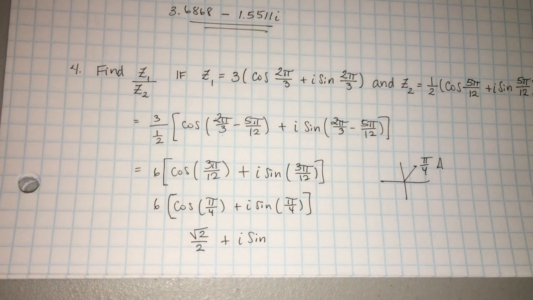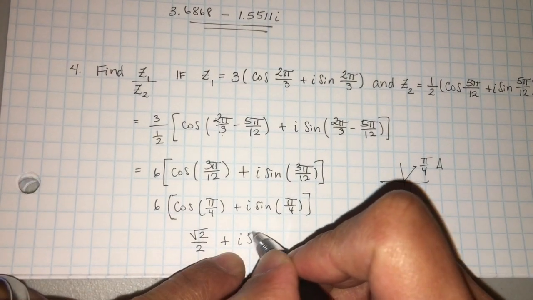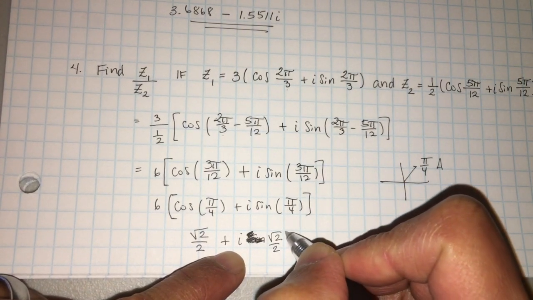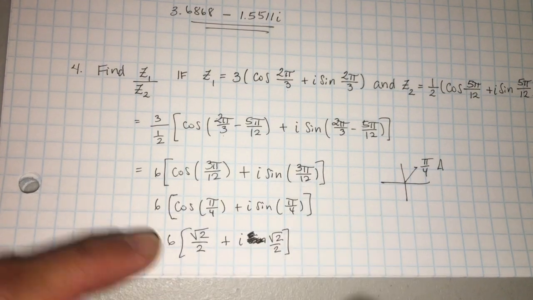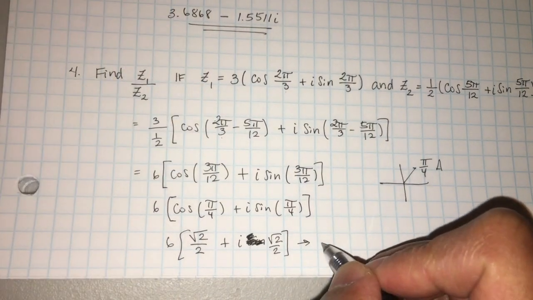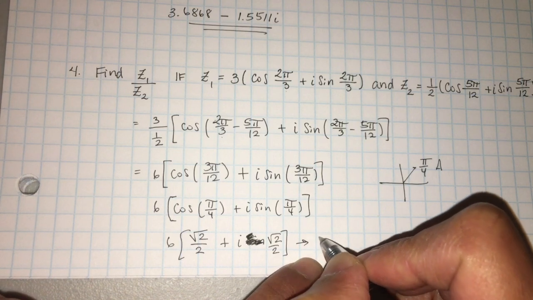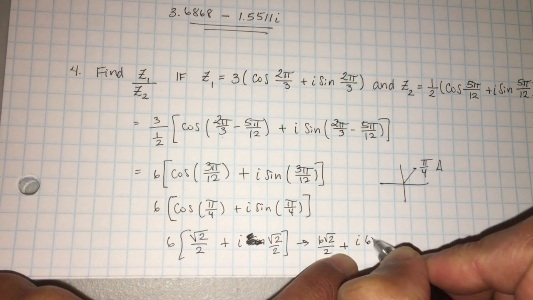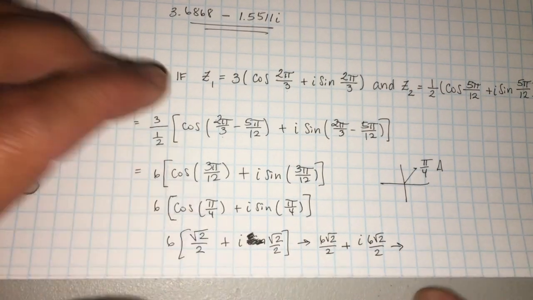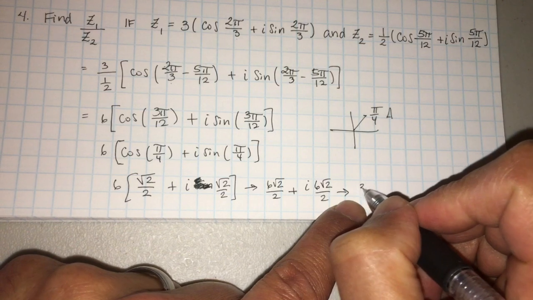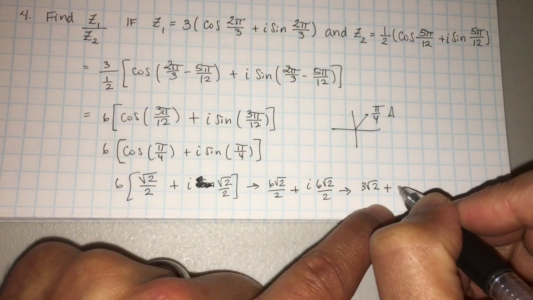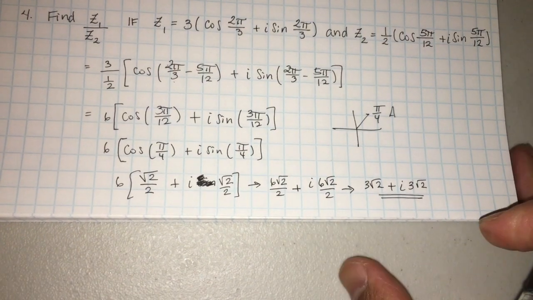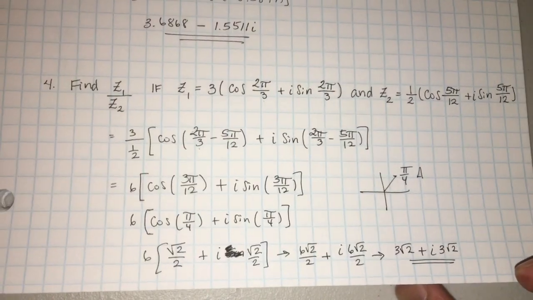And if you notice, I messed up. I shouldn't have put this guy here. Sorry. So this is root 2 over 2. And all I have to do is distribute that 6 now. So then I should get 6 radical 2 over 2 plus i 6 radical 2 over 2. And when I clean that up, I should get 3 radical 2 plus i of 3 radical 2. And that's it. All right, guys, so not too bad, not too difficult. Hopefully that helps. I'll see you guys next time.